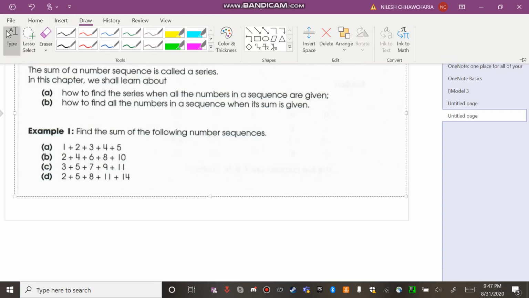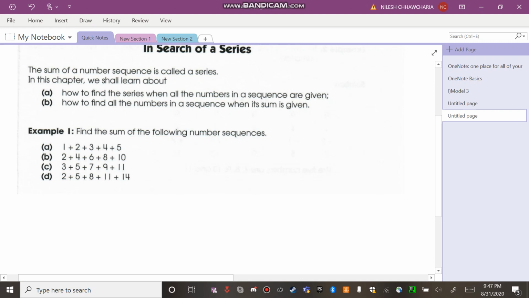So today we're going to be doing series sequence problems, and in this chapter we're going to be learning how to find the series when all the numbers in a sequence are given, and how to find all the numbers in a sequence when its sum is given. So the first example, we have 1 plus 2 plus 3 plus 4 plus 5. You have to find the sum in the following number sequences.